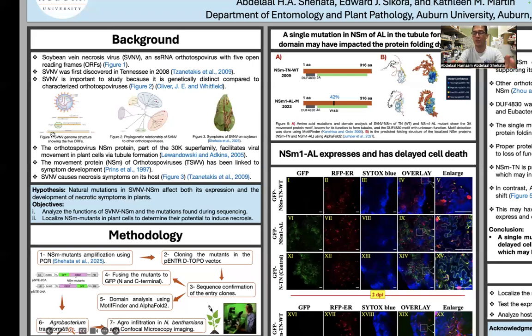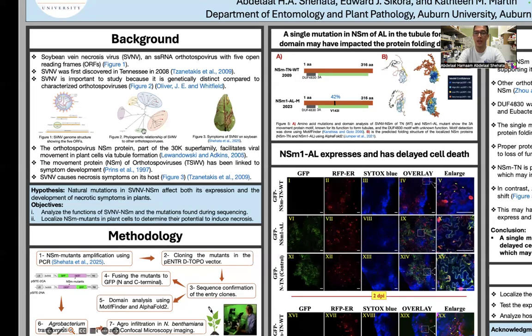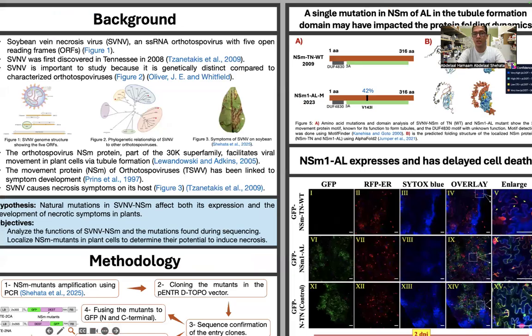Today, we are going to be focused on one protein on the M segment called the movement protein, or the NSM protein. It's important to study these viruses because, as we can see on the phylogenetic tree, SVNV has an interesting clustering. It clusters within one clade called watermelon bud necrosis mosaic virus.